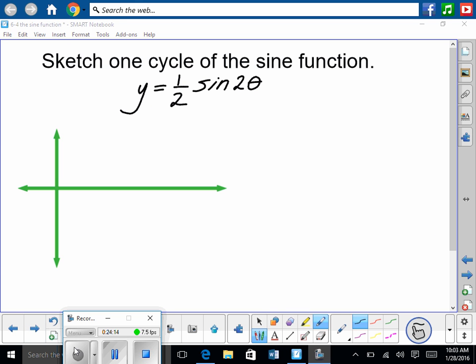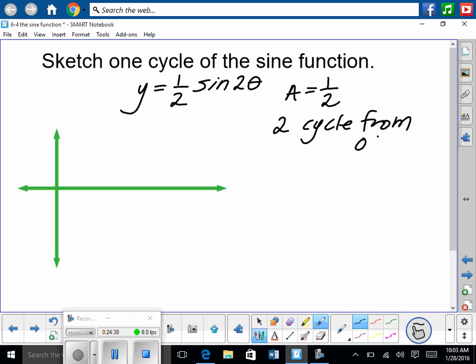Okay, so next example in here, it says sketch 1 cycle of this sine function. Pay attention. Sketch 1 cycle of this sine function. So first of all, I always write out to myself, okay, looking at this, I know that's the amplitude. So I know my amplitude is 1/2, right, everybody? Then I know that I have 2 cycles from 0 to 2 pi. So I have 2 cycles between 0 to 2 pi.